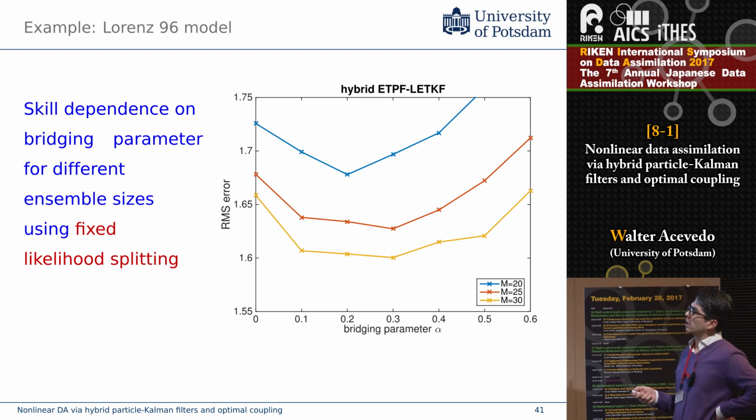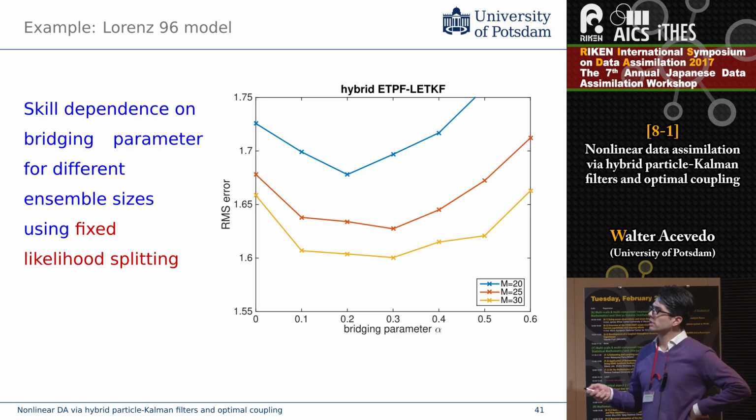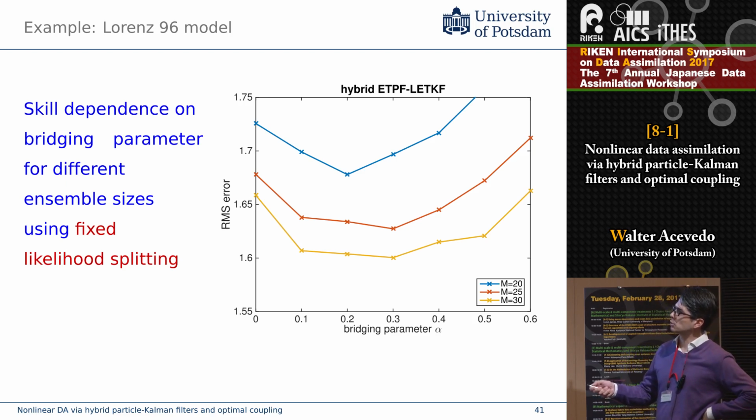So we have different ensemble sizes here for different bridging parameters. For example, for ensemble size 20, a bridging parameter equal to 0.2 gives us, again, an advantage over the pure Kalman filter that would be here. And if we go further, if we increase the sample size, we can increase this reduction of error.